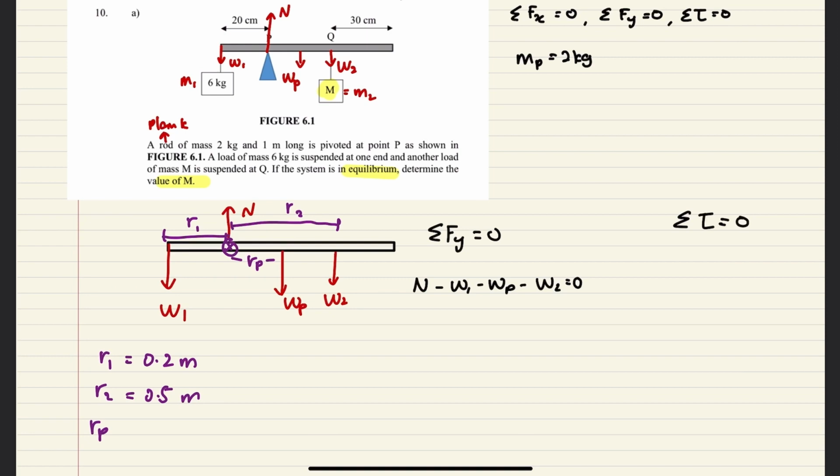WP is right in the middle. The whole length is 100 centimeters. Half of it, which is here, is equivalent to 50 centimeters, minus that 20 centimeters. This part is 30, this length. So this one is 0.3 meter. And R for N is equal to 0.